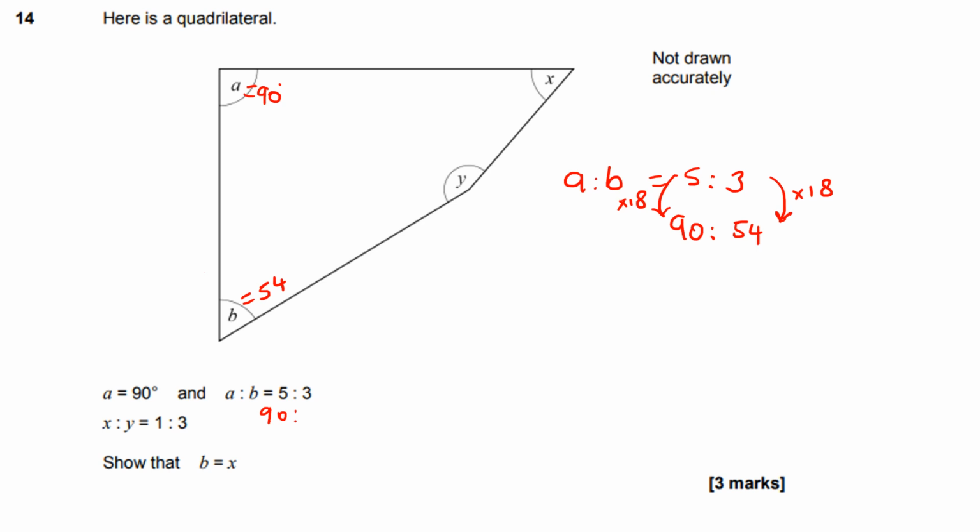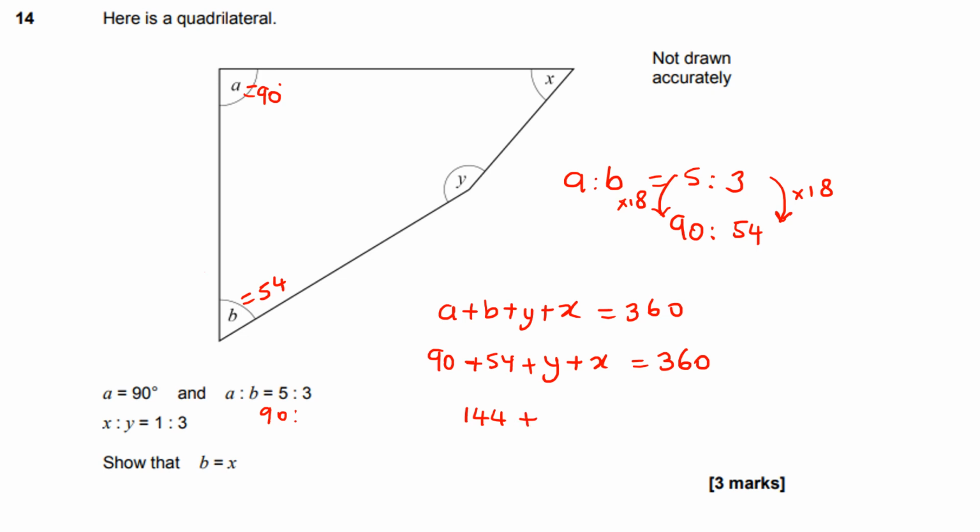So A plus B plus y plus x should give me 360 degrees. A is 90, B is 54, then we've got y, then we've got x. That is 360. 90 plus 54 is going to give us 144, plus y plus x is equal to 360. So we're going to be solving an equation here. So we're going to have to do 360 take away 144.